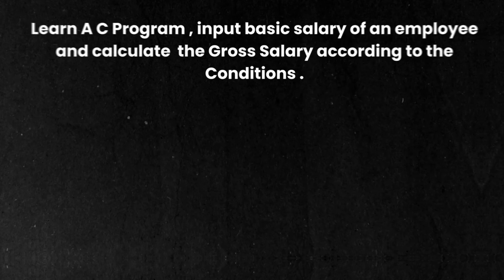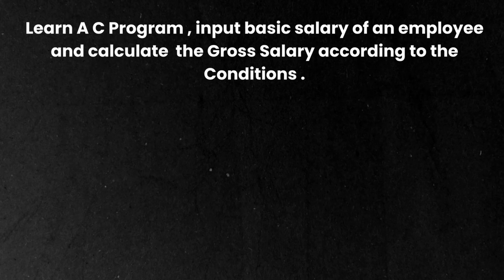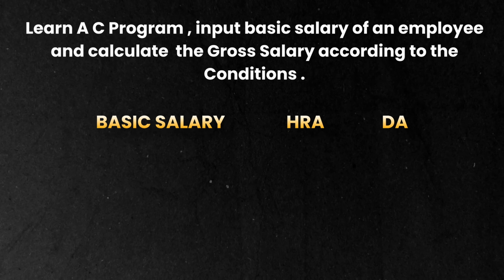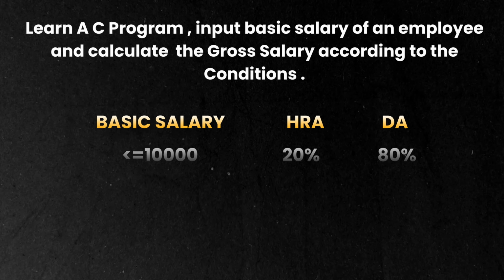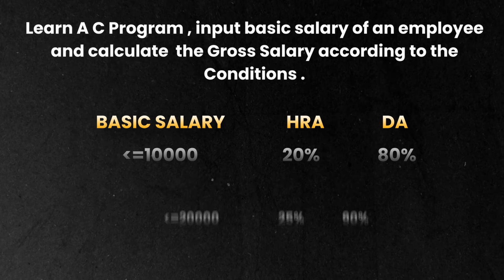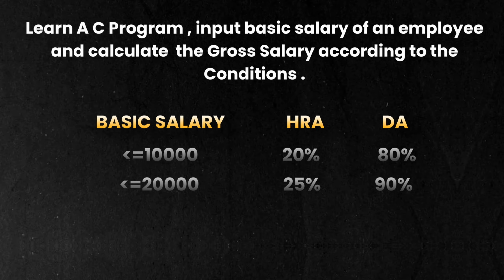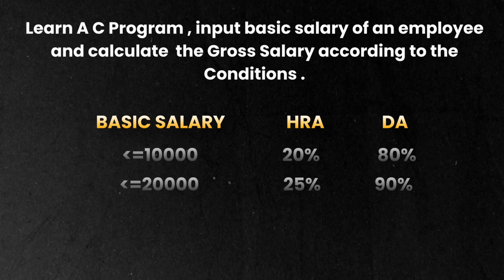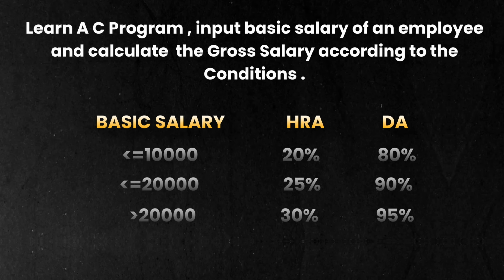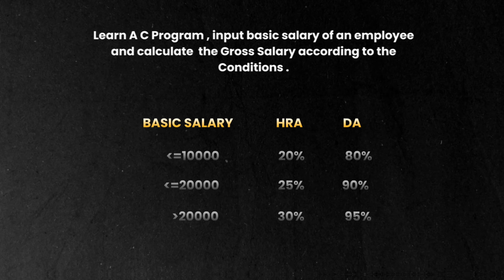Everyone. Today we are here to learn a C program to input the basic salary of an employee and calculate the gross salary according to the following conditions. Let the basic salary be less than or equal to 10,000, and the HRA be 20% and DA be 80%. Next condition, if less than or equal to 20,000, HRA will be 25% and DA 90%. If the salary is greater than 20,000, HRA is 30% and DA is 95%.